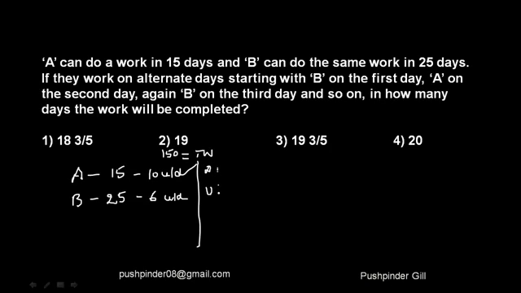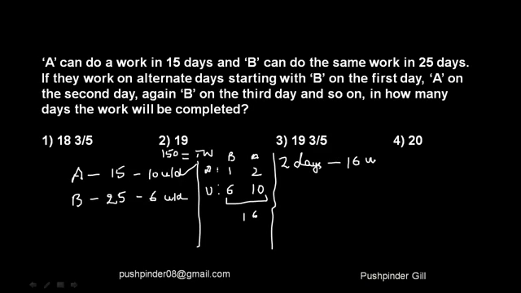Now these are days and these are units. Fine. Now on the first day, B starts the work. That means B finishes 6 units. On the second day, A works, which means that A finishes 10 units. And this cycle is going to repeat itself again and again. That means if I write it here, it is going to take 2 days. Every 2 days, they're going to finish 10 plus 6, that is 16 units. That means every 2 days, they're going to finish 16 units, right?